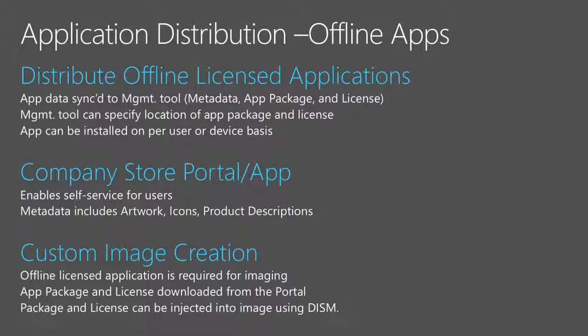And the last part that's really important for offline that we haven't touched on is the ability to do custom image creation. This is just the typical one, right? For Windows 10, you start off with the base OS. What you're able to do with an offline licensed application is actually inject those into your OS image itself. And if you don't have a management tool, you'll be able to download that app package and license from the portal. You'll then be able to use the DISM tool to actually inject that application directly into the image. So it preps all of your devices. So you get all your default apps out there rather than having to push those out if you know they're required for your users.